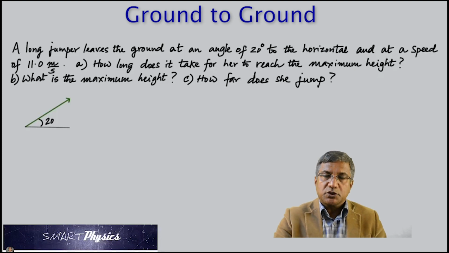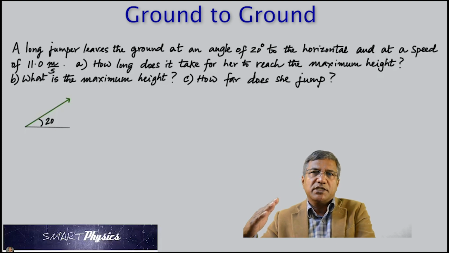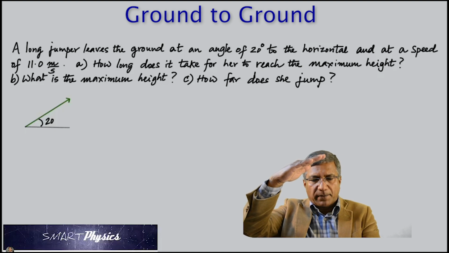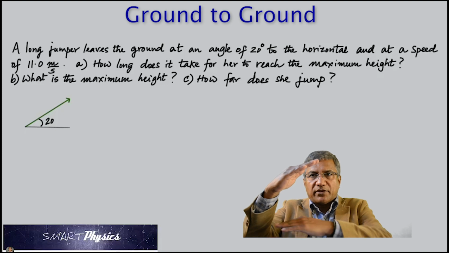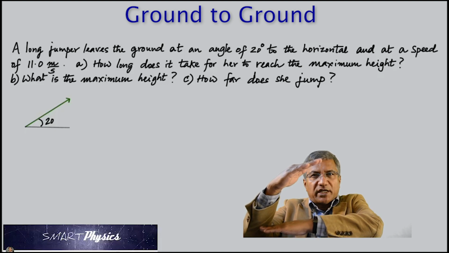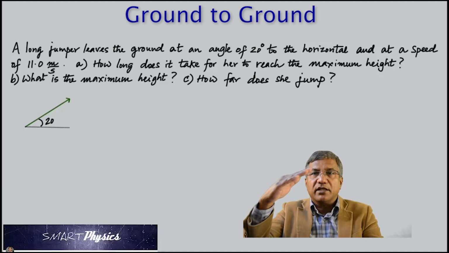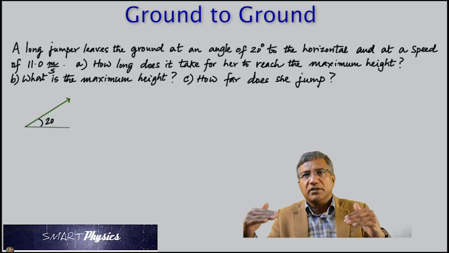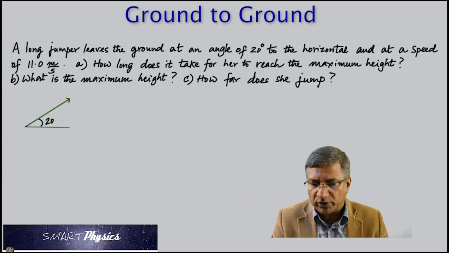All right. So here there are three parts. Remember, she takes off from here. She is going to reach a maximum height. So you have to first find how long she takes to reach the maximum height. Okay? And then remember that's the ground. And then you have to find what the maximum height is from the ground. And then you have to find how far she jumps, from the starting point to the finishing point. How far did she jump? So those are the three.